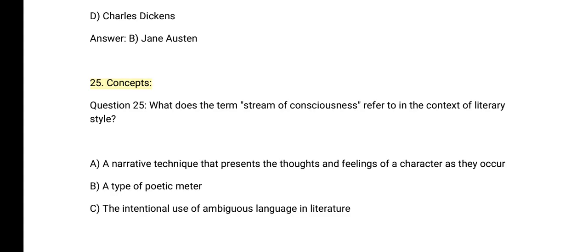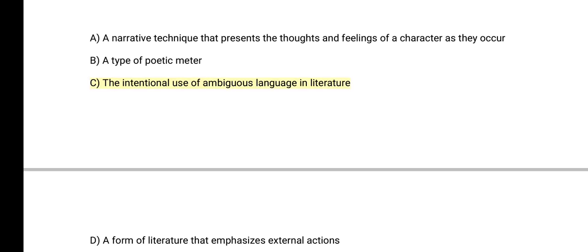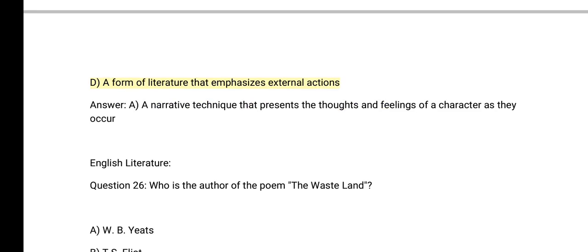25. Concepts. Question 25. What does the term, stream of consciousness, refer to in the context of literary style? A. A narrative technique that presents the thoughts and feelings of a character as they occur. B. A type of poetic meter. C. The intentional use of ambiguous language in literature. D. A form of literature that emphasizes external actions. Answer: A. A narrative technique that presents the thoughts and feelings of a character as they occur.